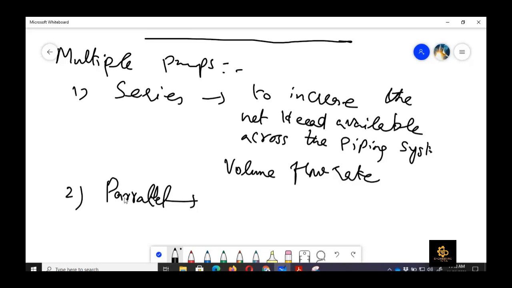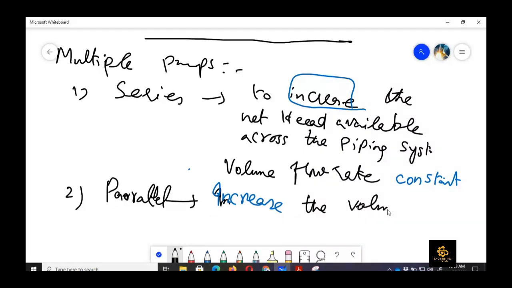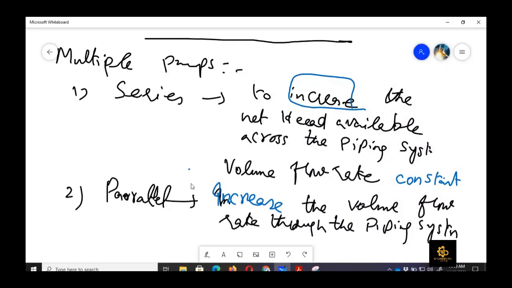Why do we need parallel installation? Because we want to increase the volume flow rate through the piping system. Here let me write: constant for series, and here we have increase, right, when we use this. But for the parallel we want to increase the volume flow rate through the piping system. This is point 1, this is point 2.